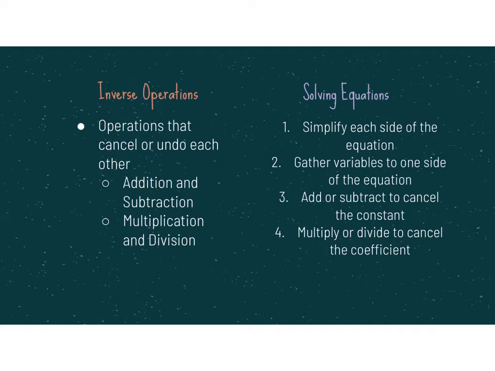So when we're going through the steps to solve equations, we want to simplify each side of the equation first, make sure we take care of anything that could be combined. Then we need to make sure that we have the variables all on one side of the equal sign. So if there's an x on either side, we need to move that across to the other side. Then the next thing we would do is cancel the constant, and the way we cancel the constant is by using addition or subtraction. And then we would cancel the coefficient by using either multiplication or division. So those are our 4 steps.